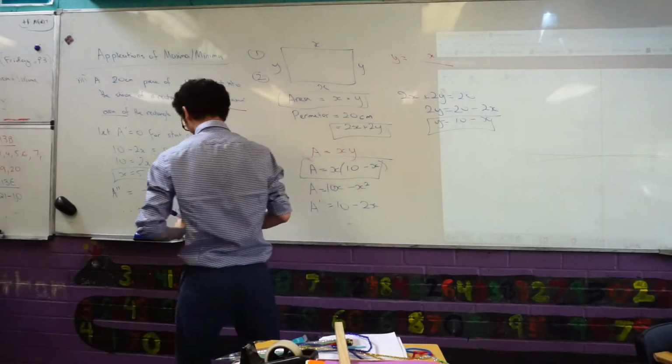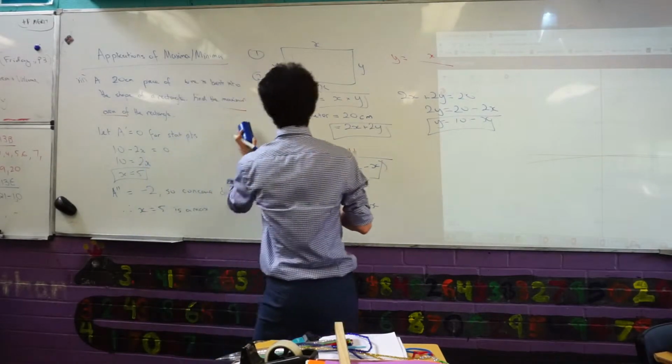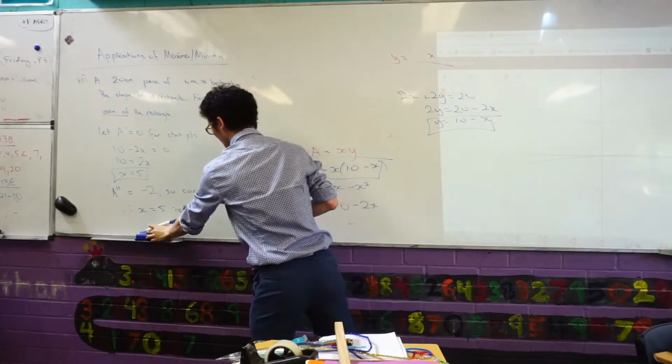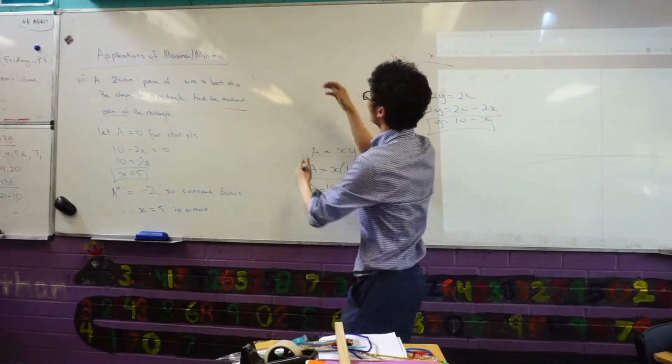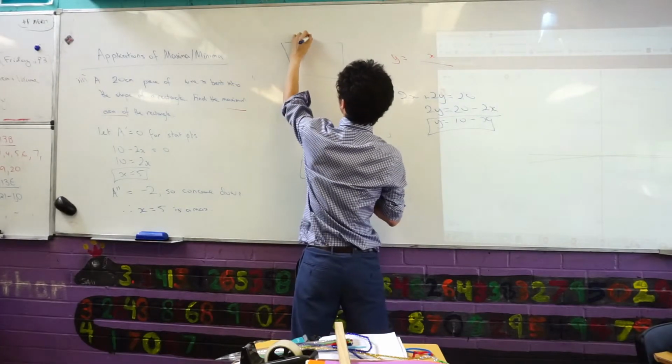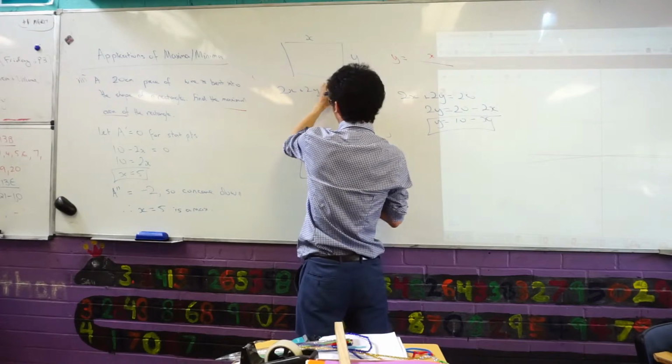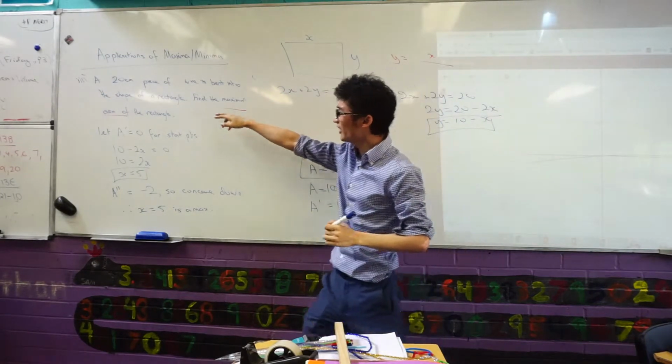Can we do another one? We sure can. No, because I need to write one down. We need to find out which sides we should use. Fine, sorry, I should have brought that up. The best rectangle: x, y, 2x plus 2y equals 20. So find the maximum area of the rectangle.